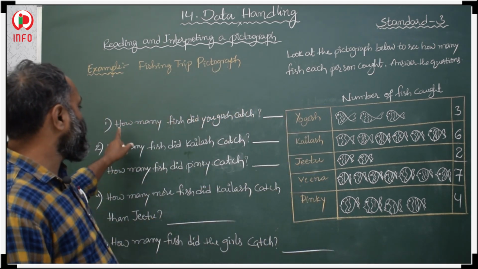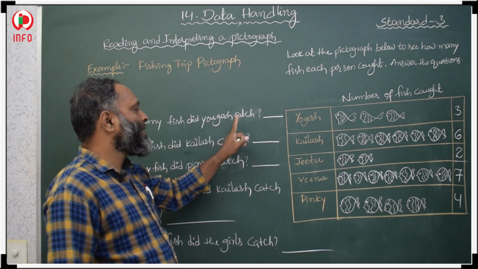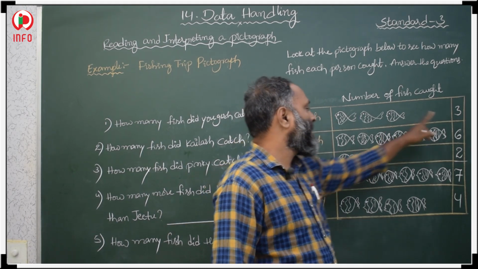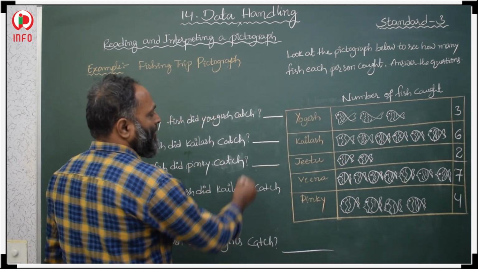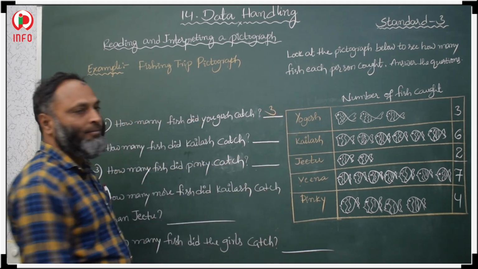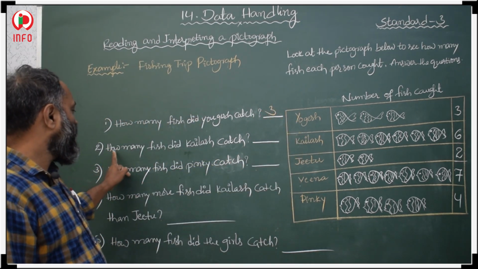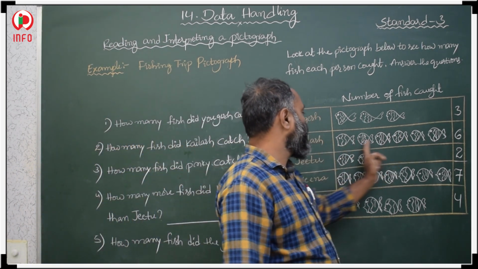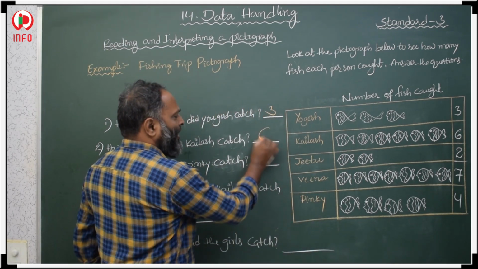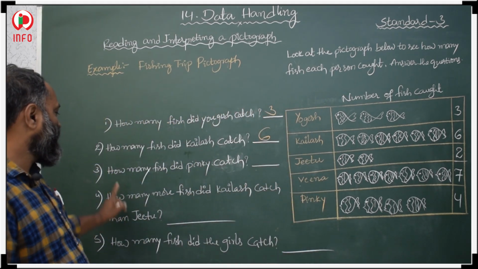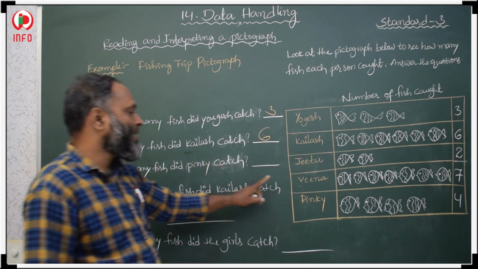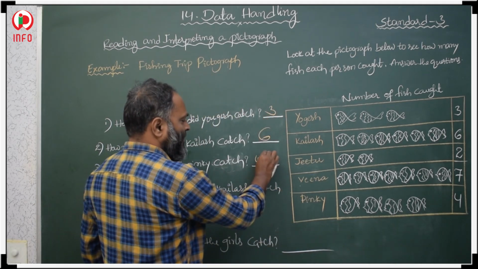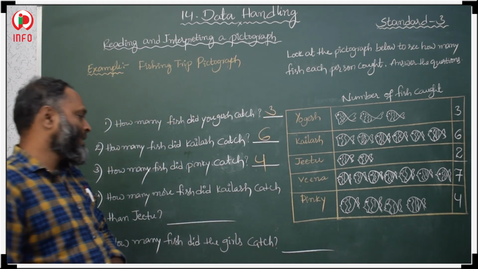Now the first question, how many fish did Yogesh catch? 1, 2, 3. So Yogesh caught 3 fishes. The answer is 3. Next question, how many fish did Kailash catch? Here Kailash, 6 fishes. Next, how many fish did Pinky catch? Pinky caught 4 fishes.